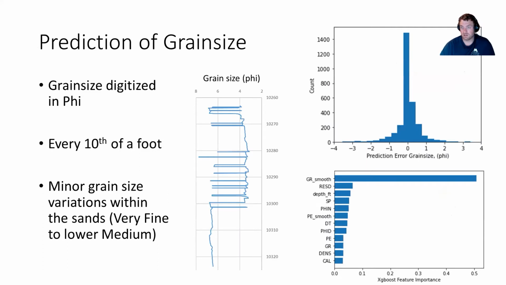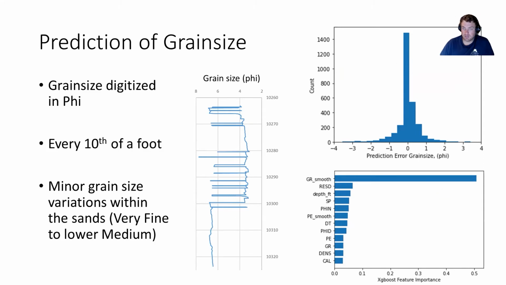So the first thing that we try to do, since we had a full well log suite, full grain size every 1/10 of a foot, is to see how well we can predict grain size. And the grain size was digitized in phi. Now, one thing about this data set is that there's not a ton of variation in the grain size, but it's still a sand to mud transition.